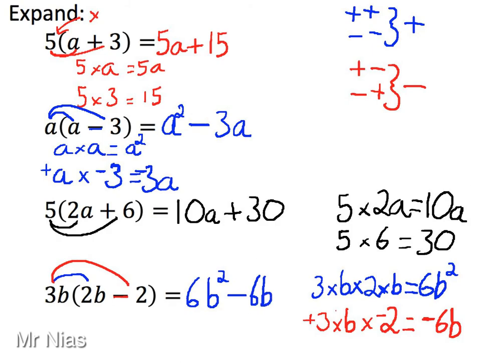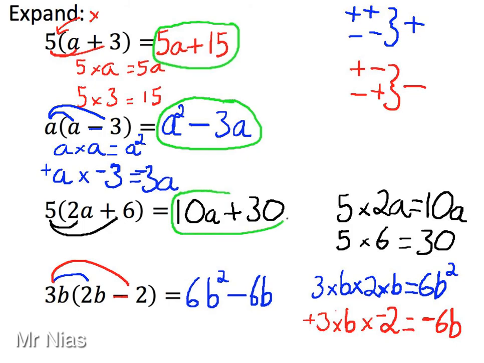So there's my answers there. The first answer was 5a plus 15. My second answer was a squared, because I had that a times a. And it's a squared take away 3a. And my third answer was 10a, because I had 5 lots of 2a, didn't I? Plus 30. And my last answer is 6b squared, take away 6b.